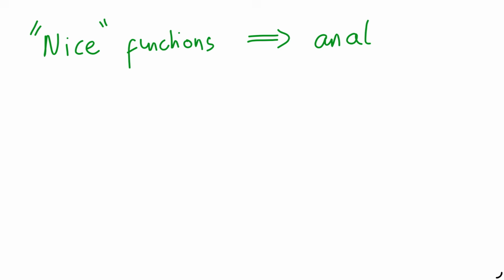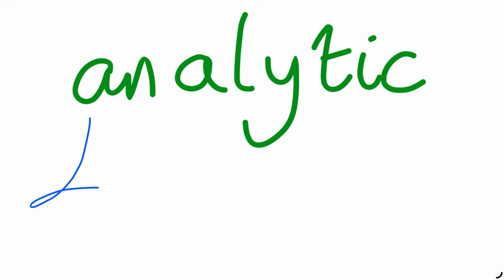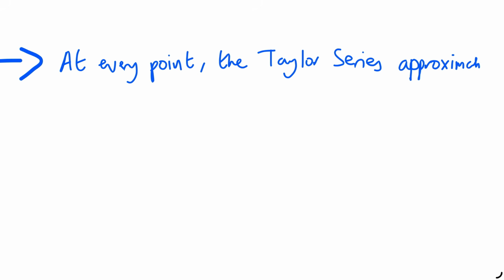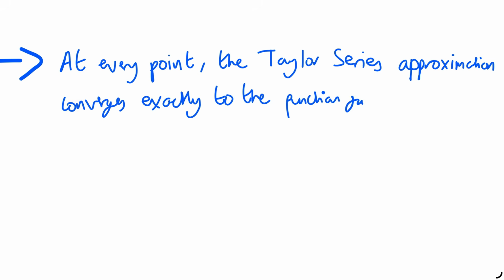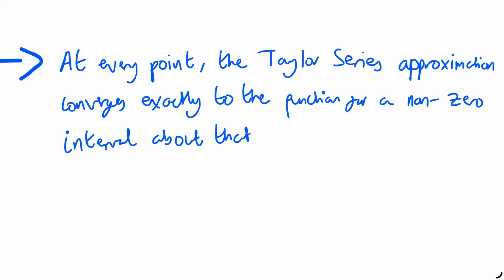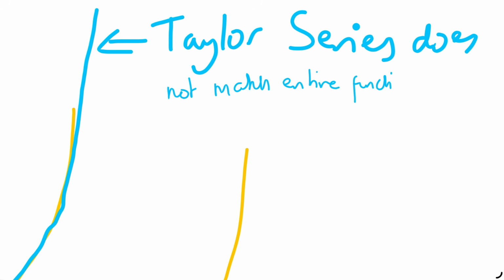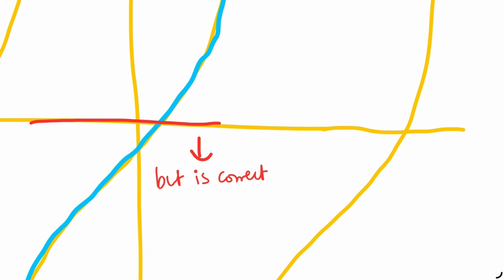These nice functions are what we call analytic. Or to be slightly more precise, a function is analytic if, at every point on the function, its Taylor series approximation converges exactly to the function for a non-zero interval about that point. This means that something like tan x is analytic, because even though its Taylor series at a given point can't match the entire function, it does work for a non-zero interval around that point.